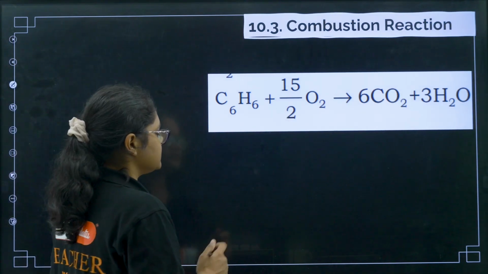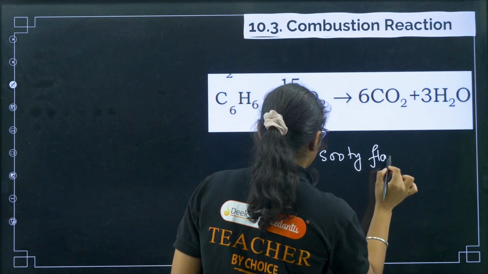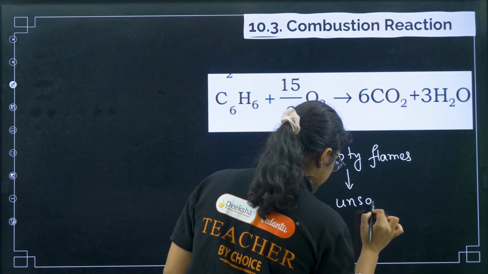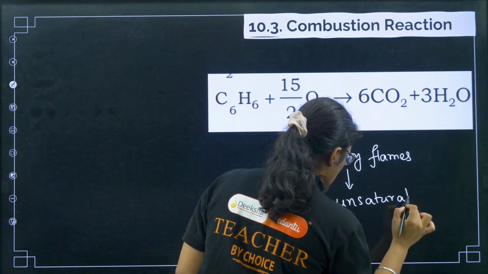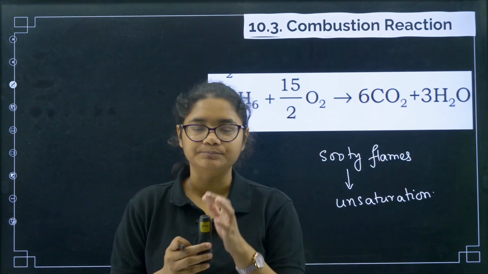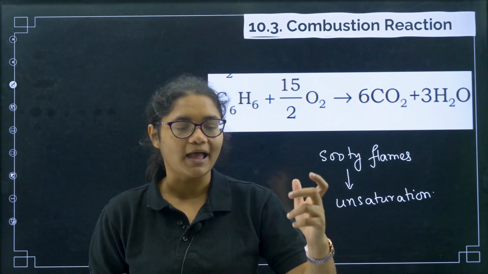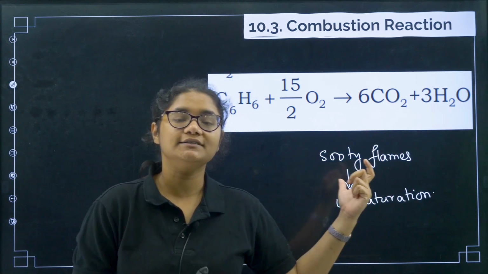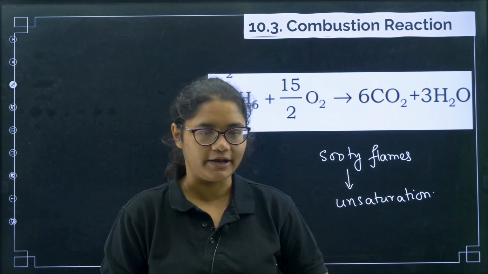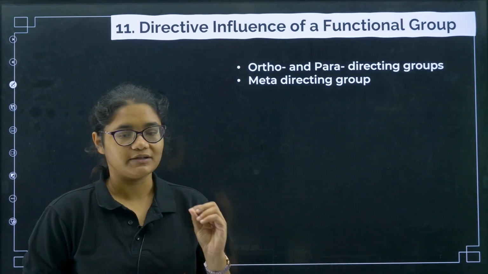But here something which is important to remember is we get sooty flames, and the reason for this sooty flame is unsaturation. You should remember, we have discussed in the previous chapter also, saturated carbons burn with a blue flame and clean fuel, whereas unsaturated compounds burn with a sooty, yellow flame. So next, coming to directive influence of functional group.